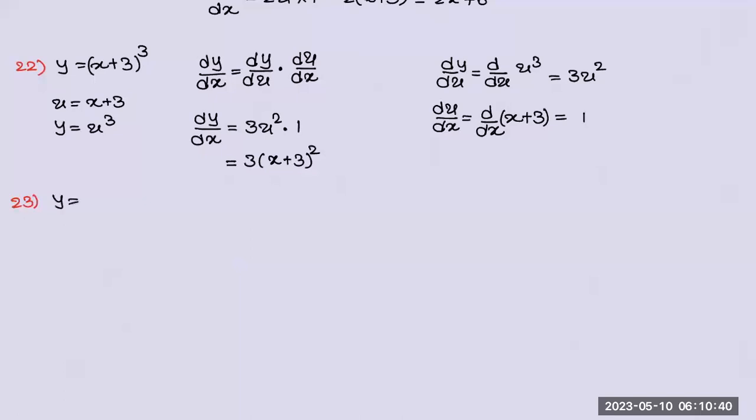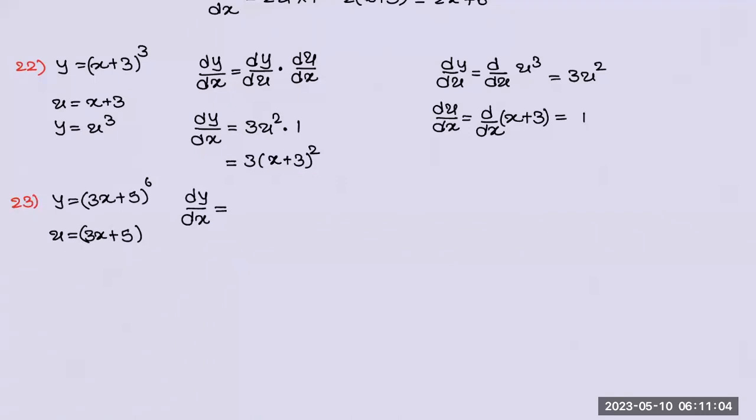Y is equal to 3x plus 5 whole power 6. Binomial expansion kills your time. Dy by dx is equal to, I'll take u is equal to 3x plus 5. I'll stop writing in detail. Quickly I'll solve it.